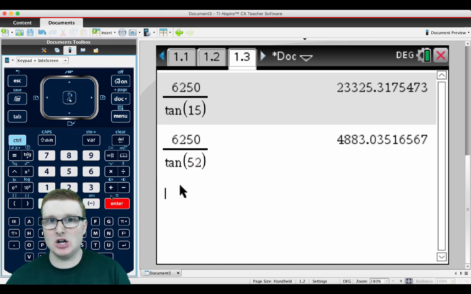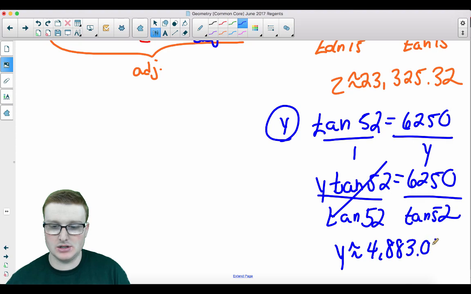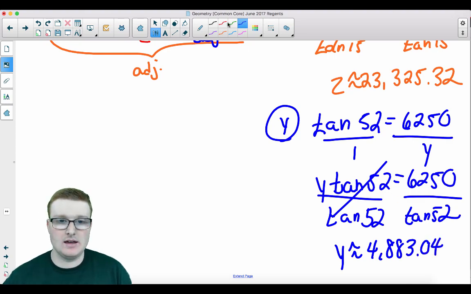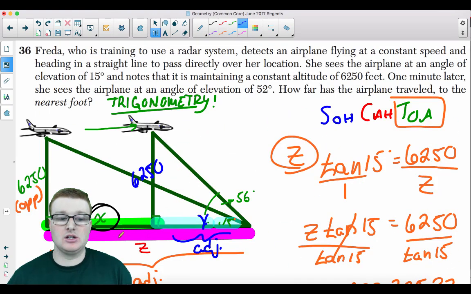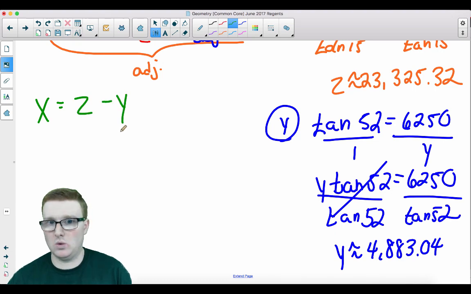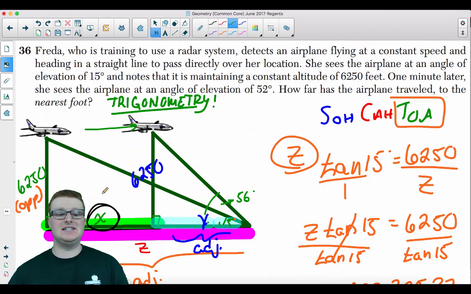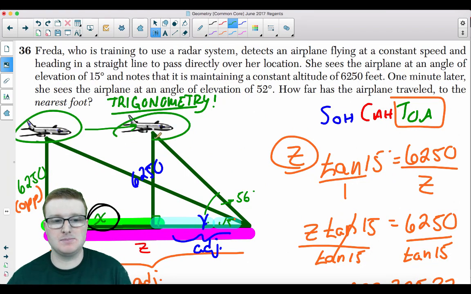You get 4,883.04. So y is approximately equal to 4,883.04. Okay, now remember what I said before. You need to solve for x. To solve for x, you take z and subtract y. So we're taking 23,325.32 minus the 4,883.04. Your goal is to find the distance traveled from this point to this point.